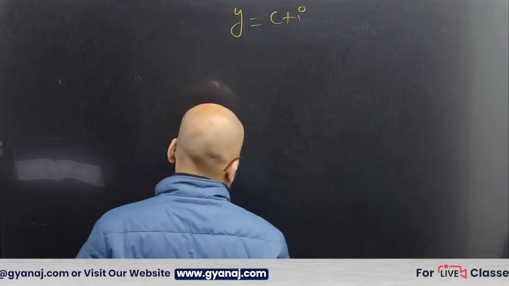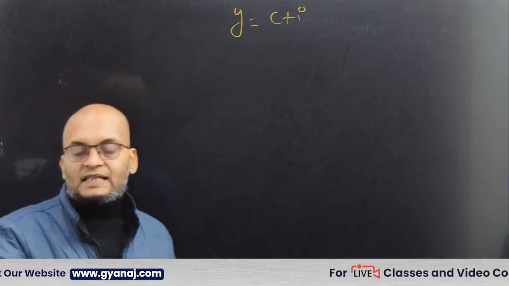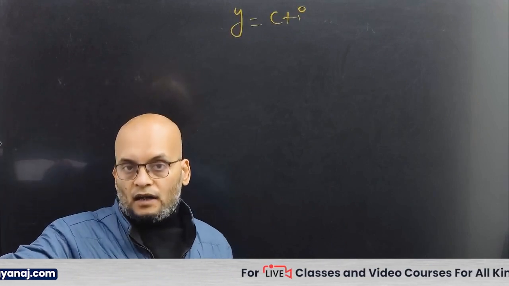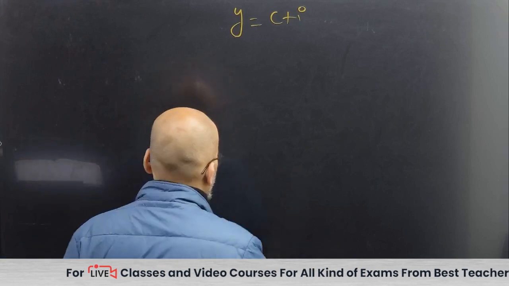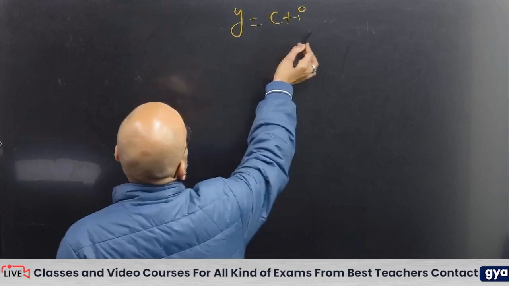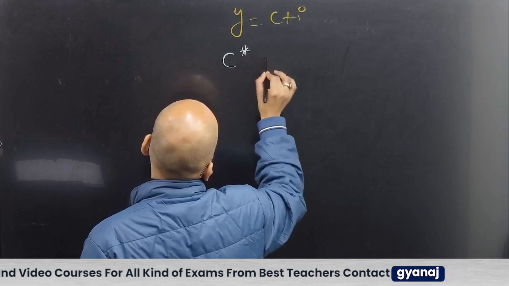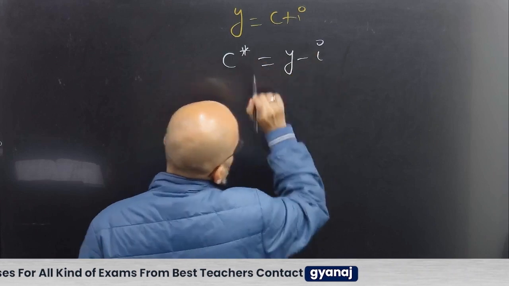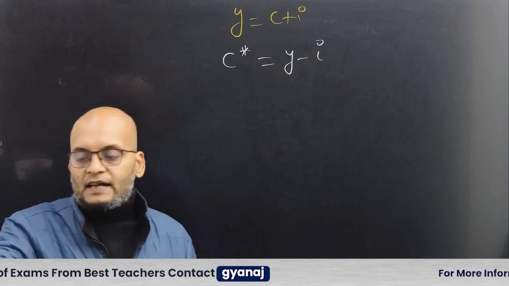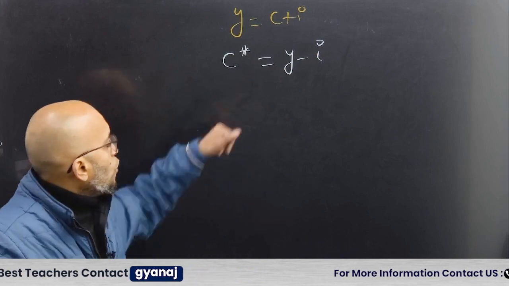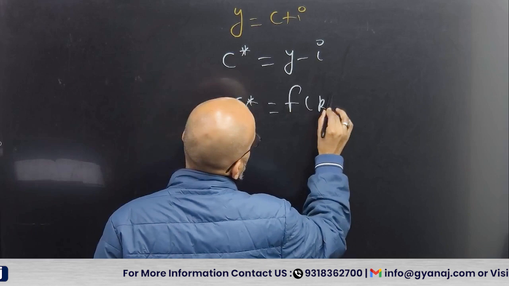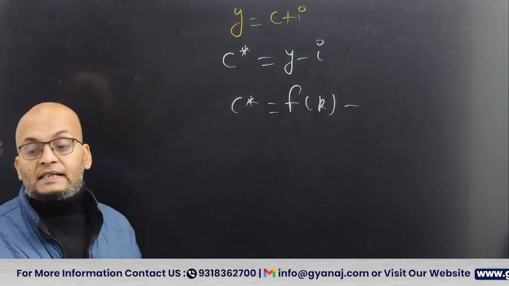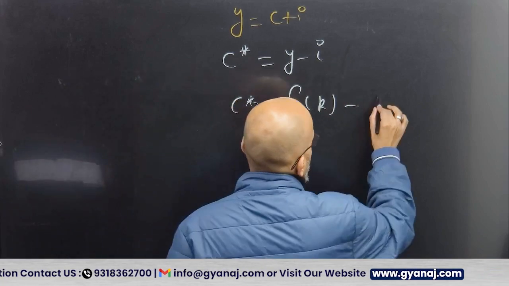Now see, we all know that Y is equal to C plus I, yeah? Income is equal to consumption plus investment. So if I transfer it, C star will be equal to Y minus I for a steady state. That's why I've written C star. Fine. Now, Y is the function of capital, right or wrong? And investment is savings rate into capital, sK.